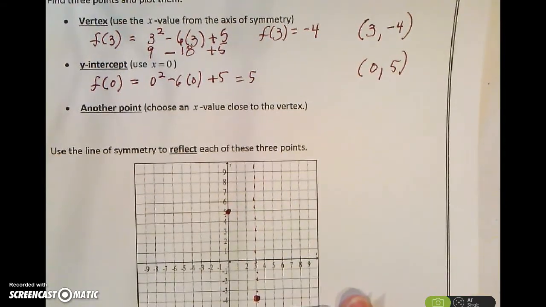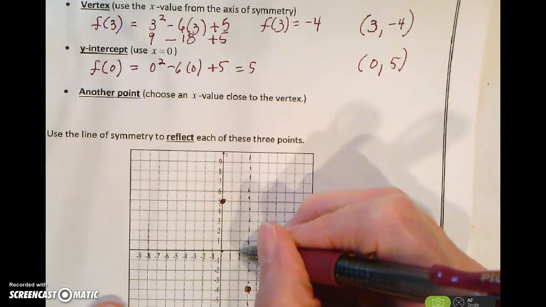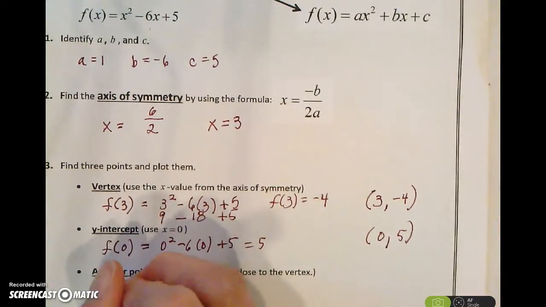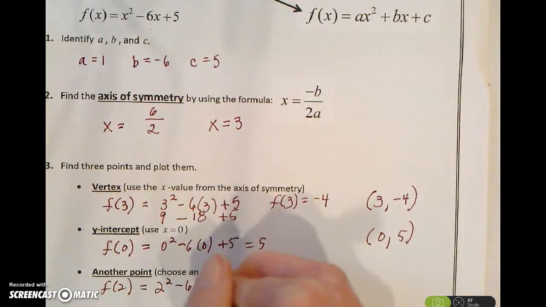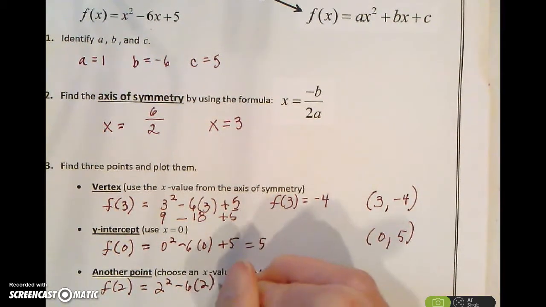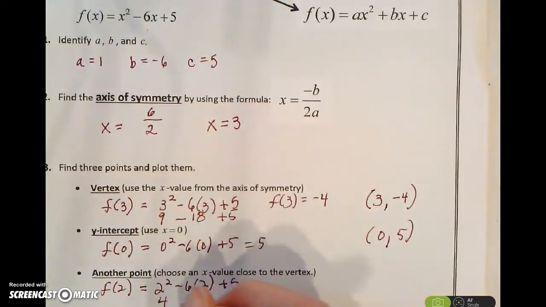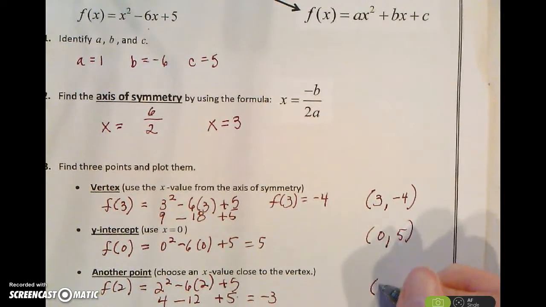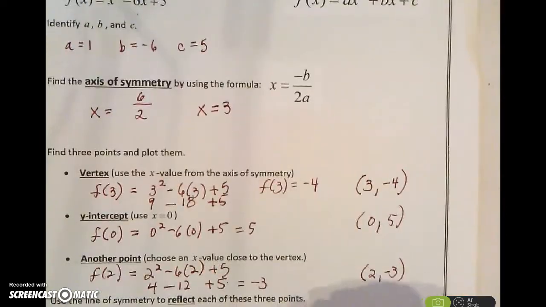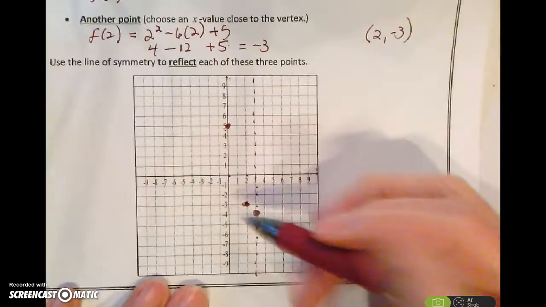Another point, so choose any x value close to the vertex. That means we might choose a 2, probably the smaller the easier. So let's figure out what f of 2 is. That's going to be 2 squared minus 6 times 2 plus 5. Again, plugging it in right back up here. That's going to be 4 minus 12 plus 5. So 9 minus 12 is going to be negative 3. So I'm getting the point (2, -3), which will be right here.